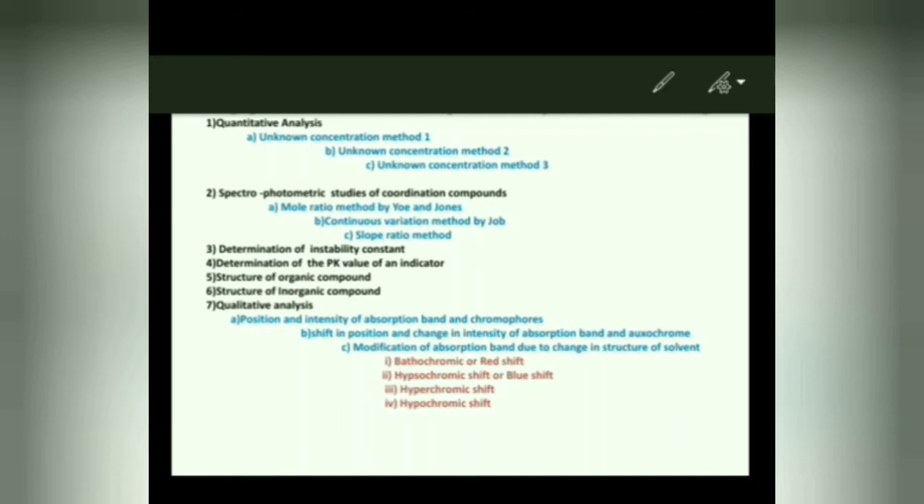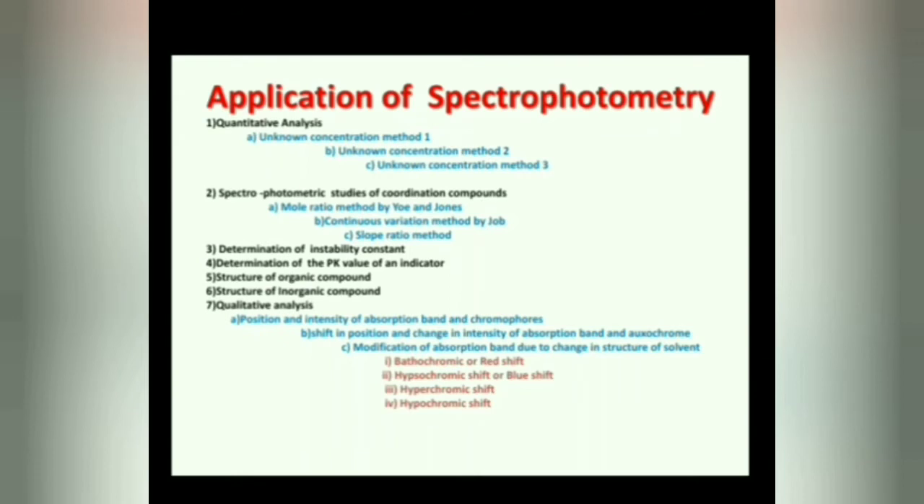Generally, to find out the unknown concentration of the solution from the series of solutions, we can use three methods: method 1, method 2 and method 3. In method 1, we use the calibration curve. In method 2, we use Beer's law, and in method 3, we use the spectrophotometer and Beer's law along with the absorbance.